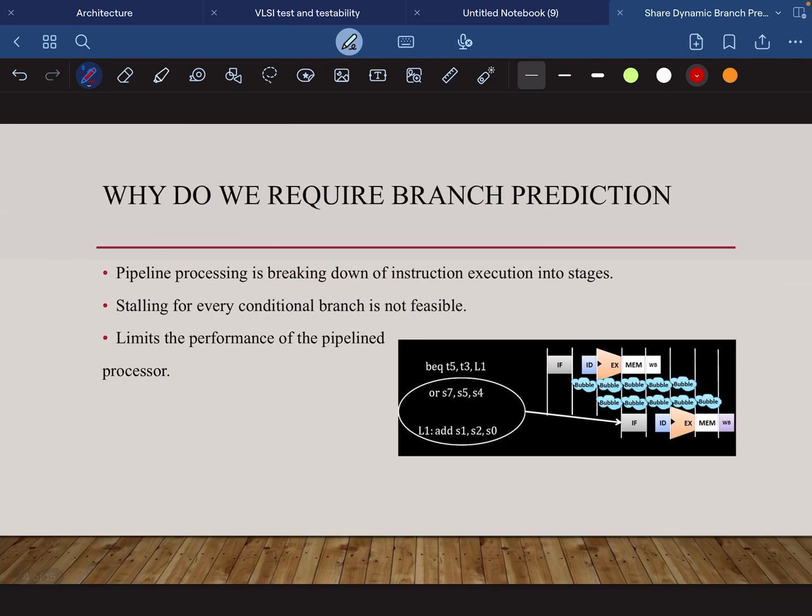So why do we require branch prediction? Generally, the outcome of a branch, whether it's branch equal to, branch greater than or less than, is determined in the execute stage, which is the third stage of the RISC-V pipeline. So waiting for that result requires two NOPs, or two stalls. Stalling for every branch hinders the pipelined processor speed. Generally a microprocessor has millions of instructions, so waiting on every branch instruction, having two NOPs for millions of instructions, makes the processor slow. So to avoid this, we go for branch prediction.